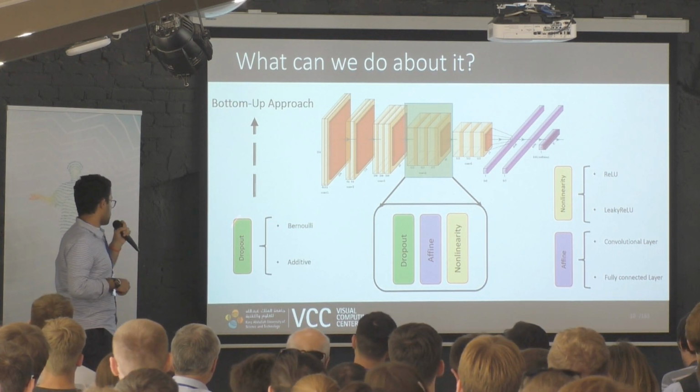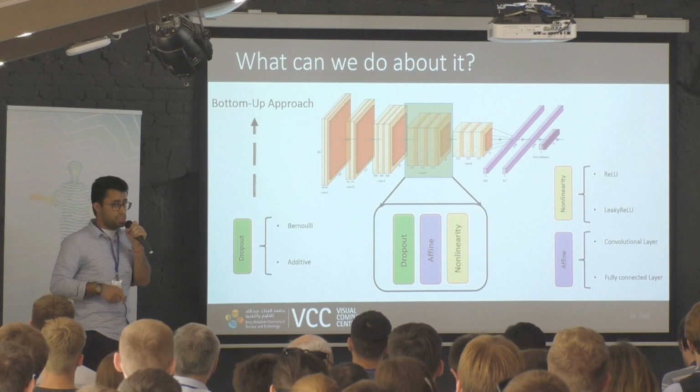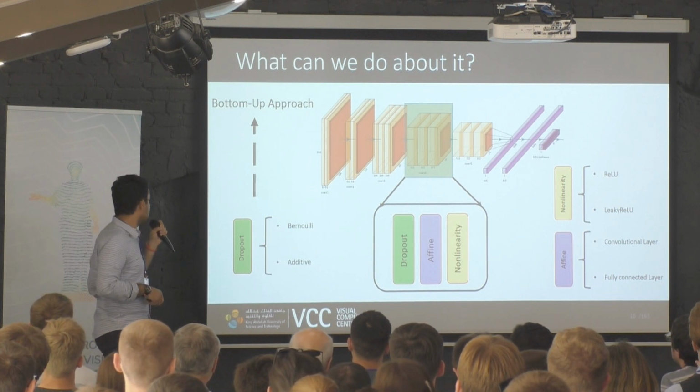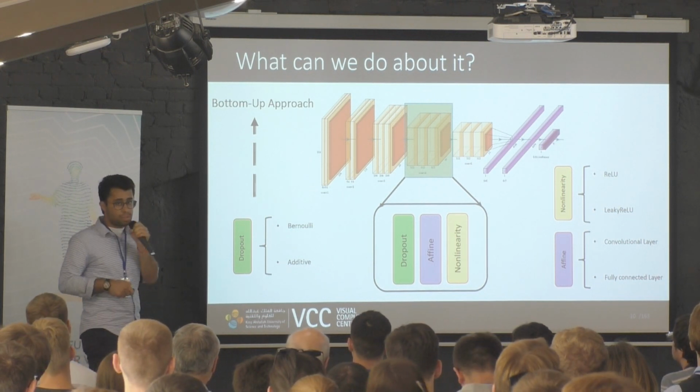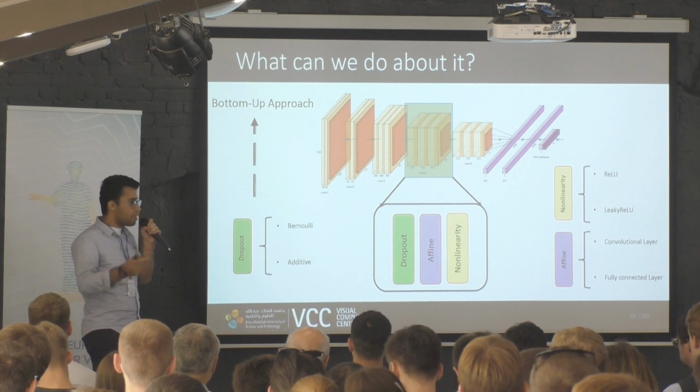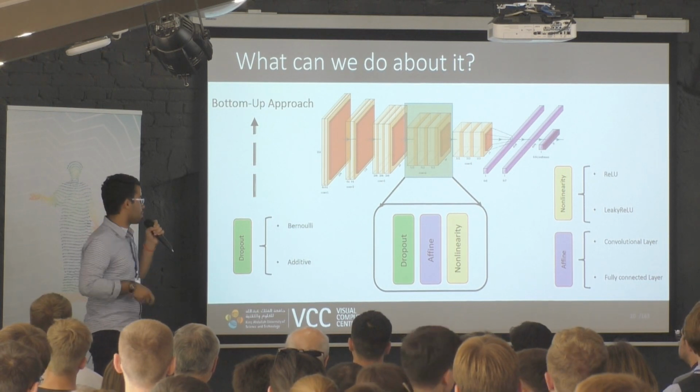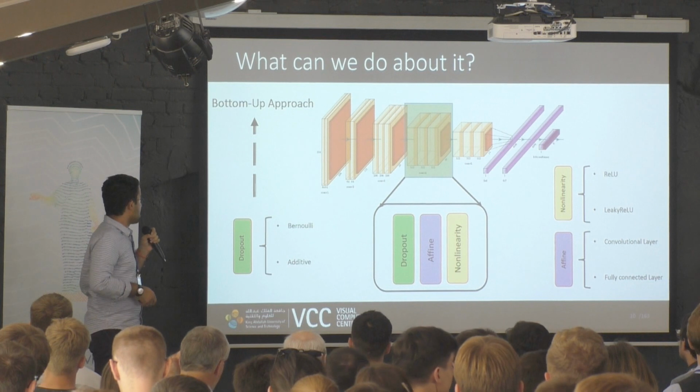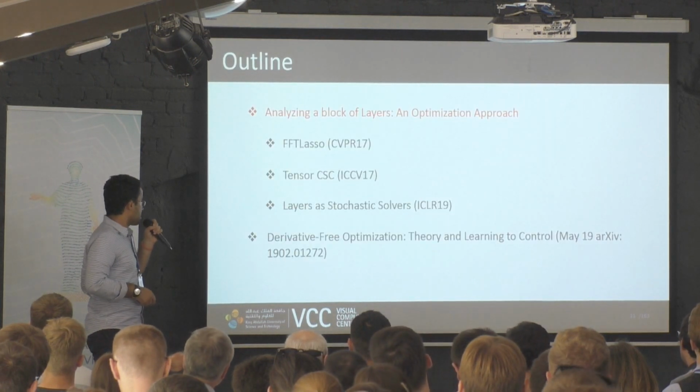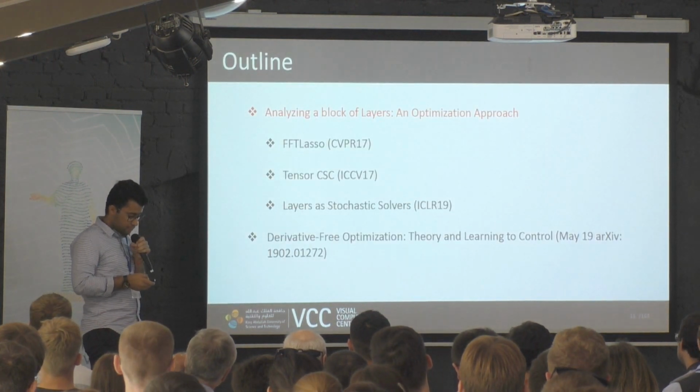And for the dropout, you have Bernoulli dropout, which is the standard one used in the literature. And you also have additive dropout, which I don't know why people call dropout, but basically people add Gaussian noise to the samples. So this is the bulk of the presentation for today.